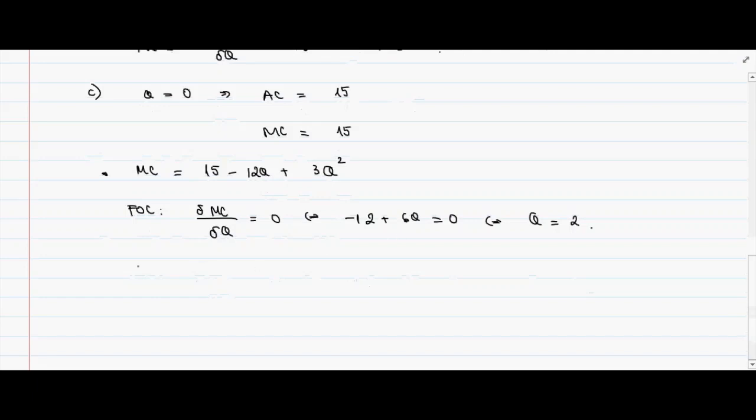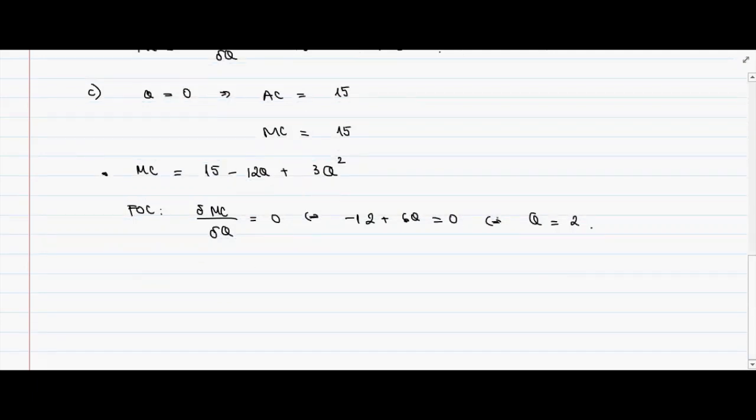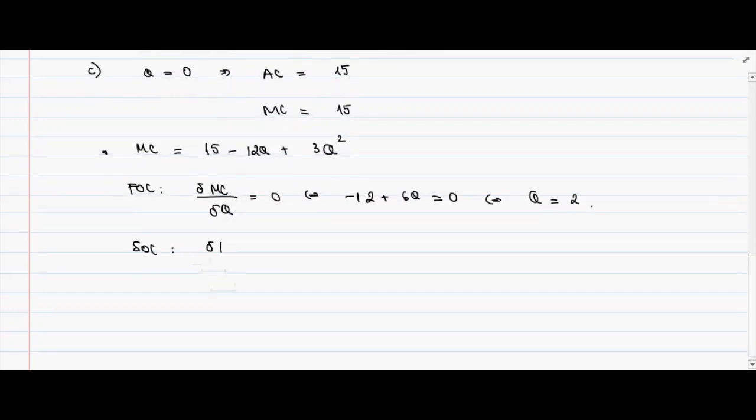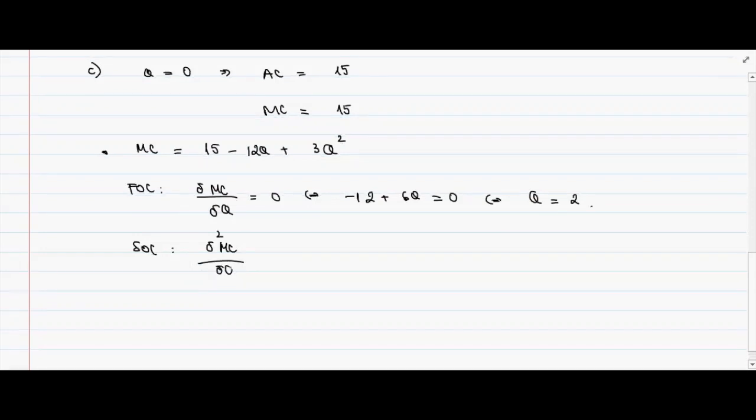Now, to confirm that this is the minimum point, where it's minimizing the marginal cost, I have to find a second order condition, which can be found by differentiating the first order condition again with respect to Q. So if I differentiate the first derivative again with respect to Q, I get 6, which is bigger than 0. So if the second derivative is bigger than 0, then I confirm that the stationary point I found earlier is going to be a minimum point.